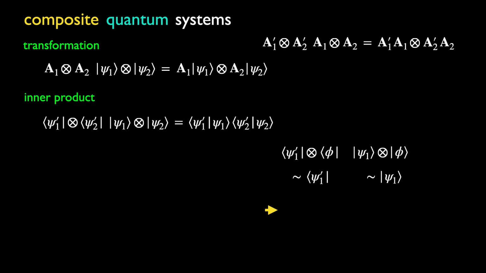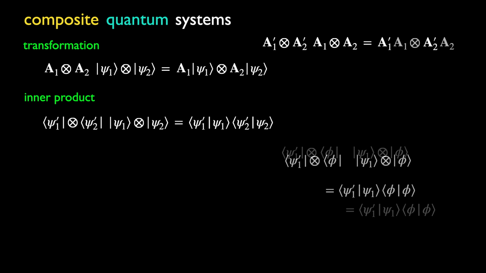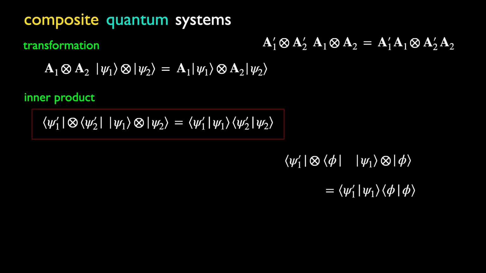Therefore, the inner product should just be the bracket of psi1 prime and psi1, which is also equal to, since the state phi is normalized. This is precisely our rule for the composite inner product.